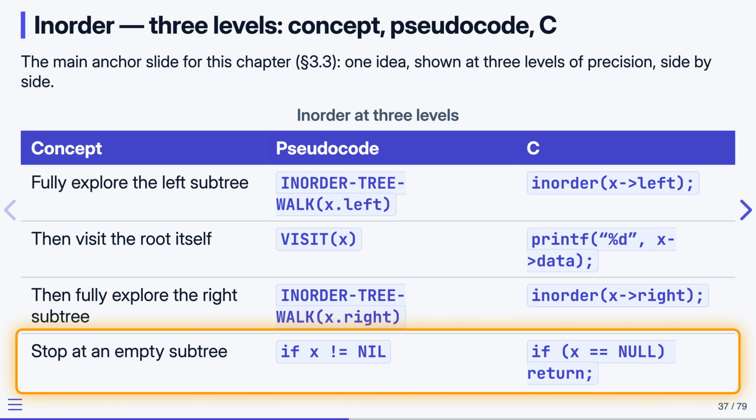The last row is the stopping rule. Stop at an empty subtree. In pseudocode, that is if X is not nil. In C, it is if X is equal to null, return. Nil and null mean the same thing here, the empty tree.